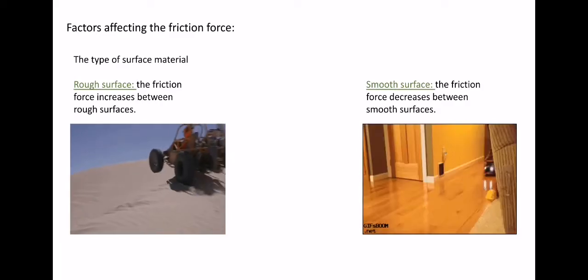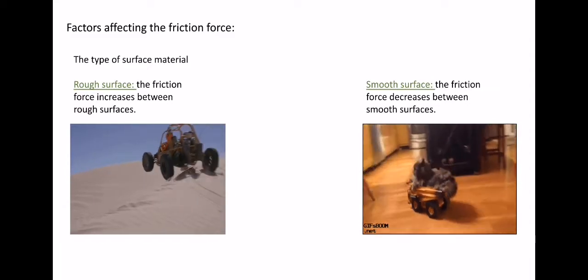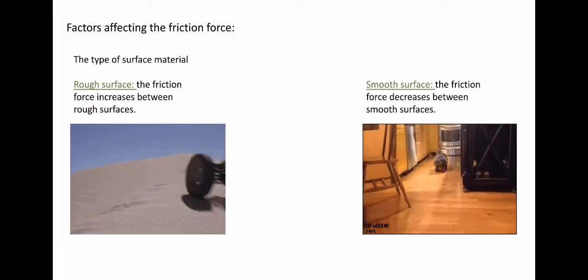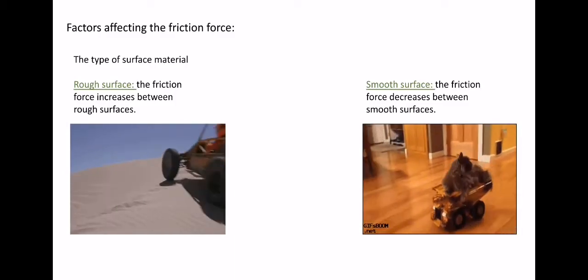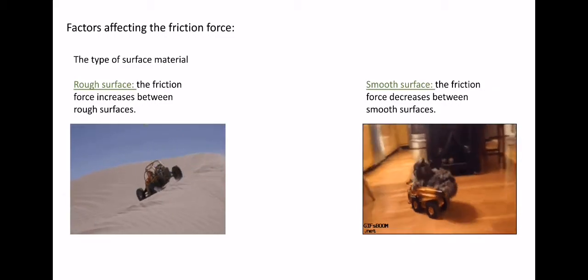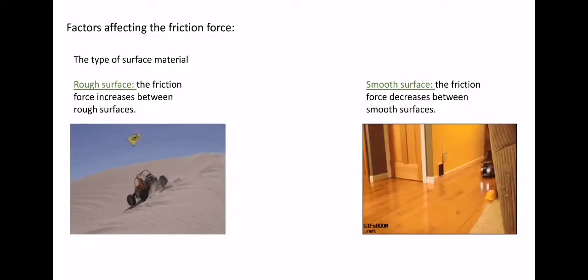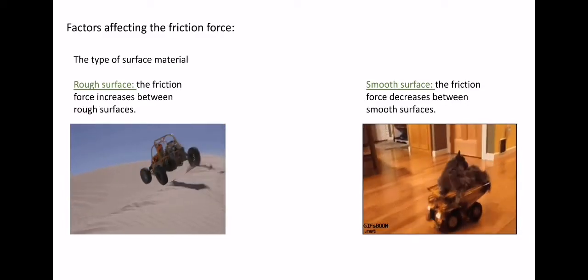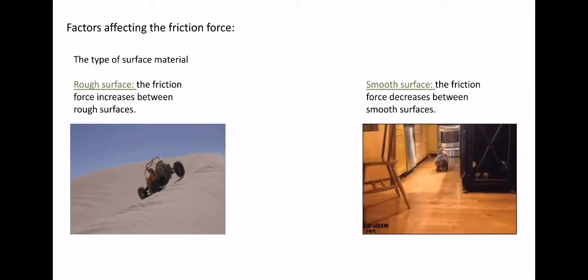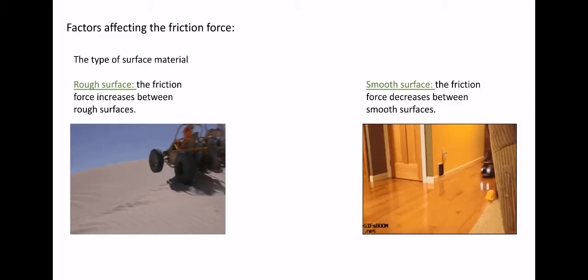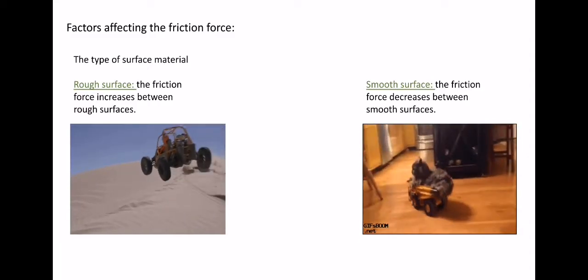And for the smooth surface, the friction force will decrease between the smooth surfaces. So when you try to push a ball on the sand, it will move for a short distance. But when you try to push this ball on the ground or on the ceramic, what happens? It will move for a large distance. So again, the friction force between rough surfaces increases and it decreases between the smooth surfaces. This is the first factor.